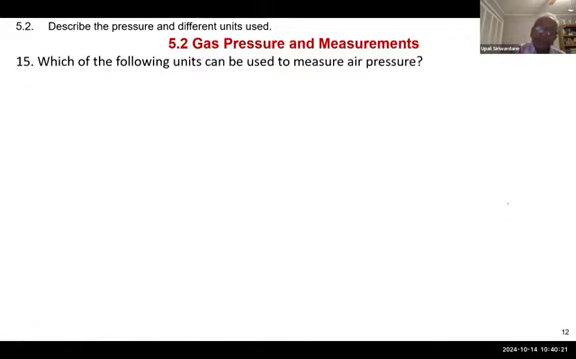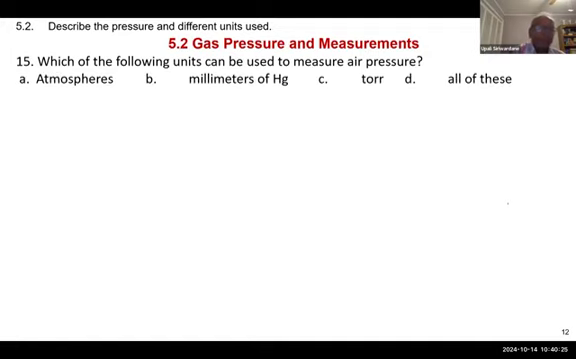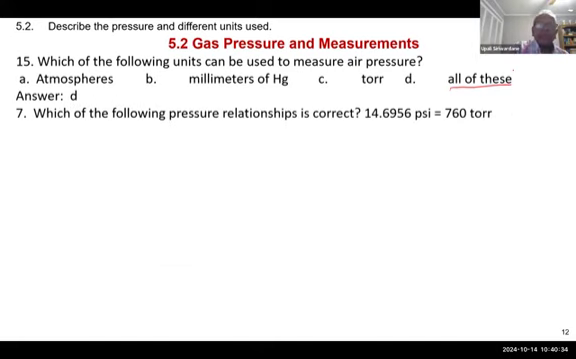Which of the following units can be used to measure air pressure? All of these. Which of the pressure relationships? This is about 15, close to about 15. That's not exactly 15. 1 atmosphere is equal to 15 pounds per square inch.